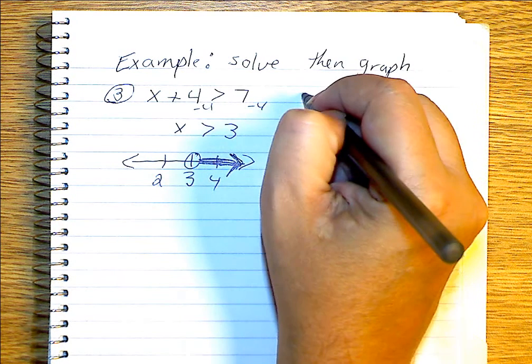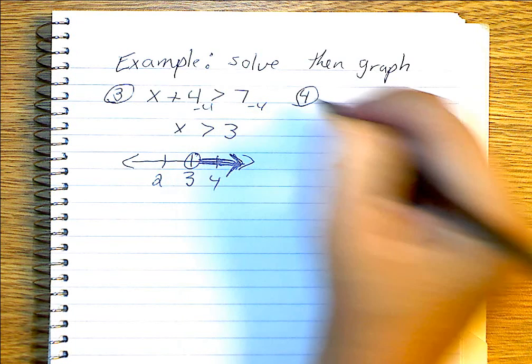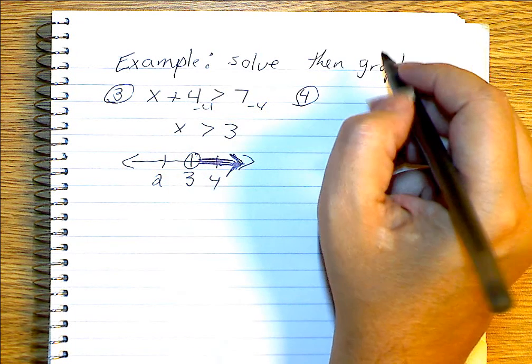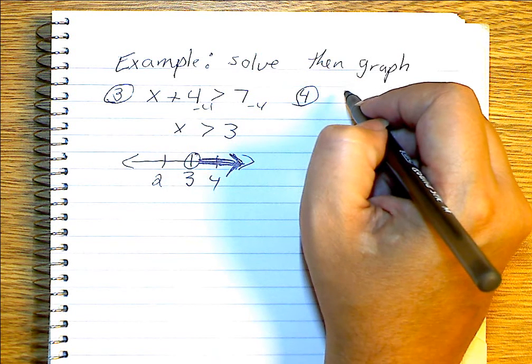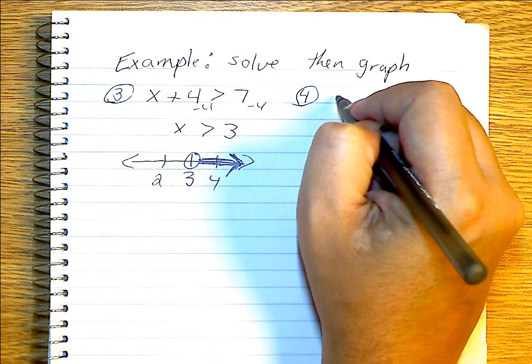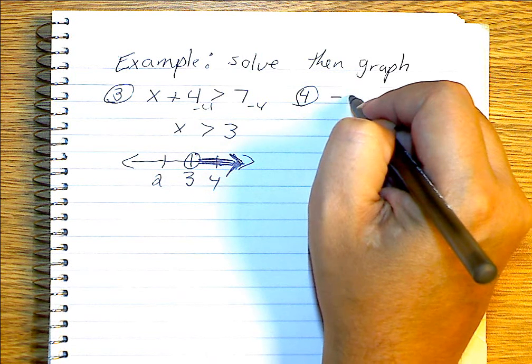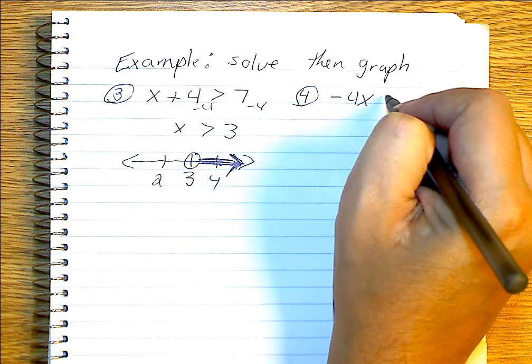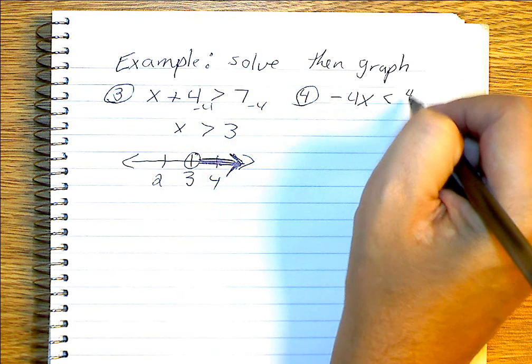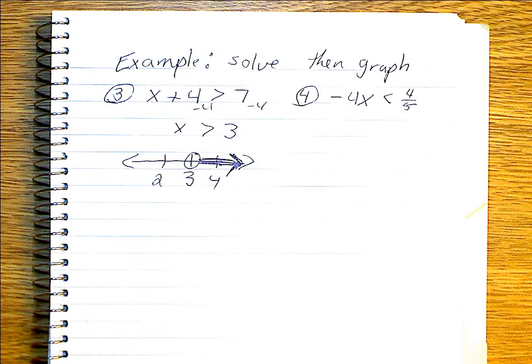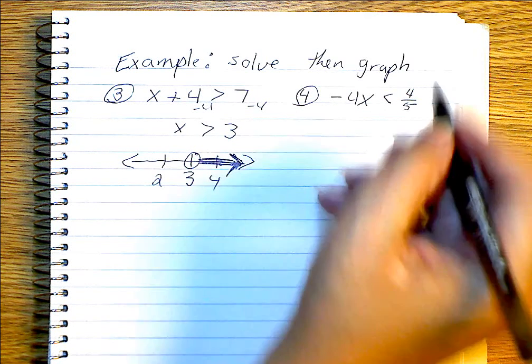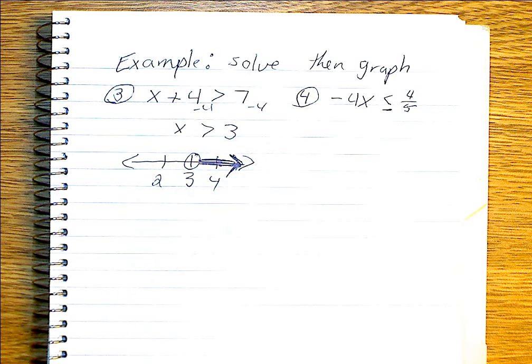All right, number 4. Number 4, we have negative 4x is less than 4/5. I'm going to do one more, so I'm actually going to do equal to, because I had more, but I'm only going to do one more. So negative 4x is less than or equal to 4/5. So how do we do this? What are we going to do when we are doing this?